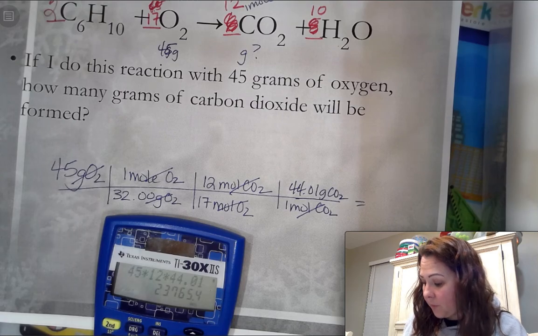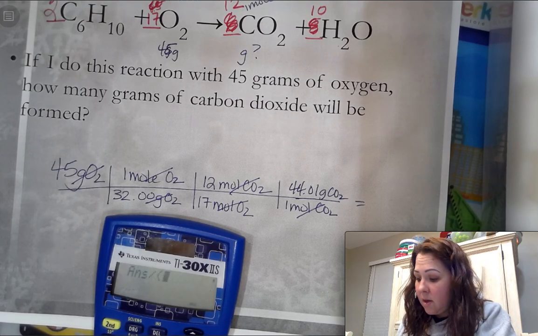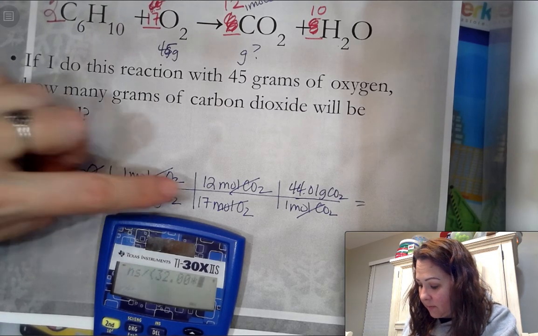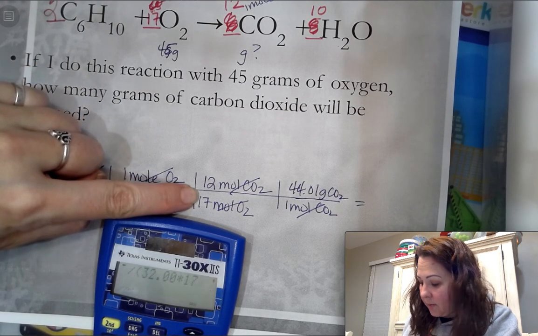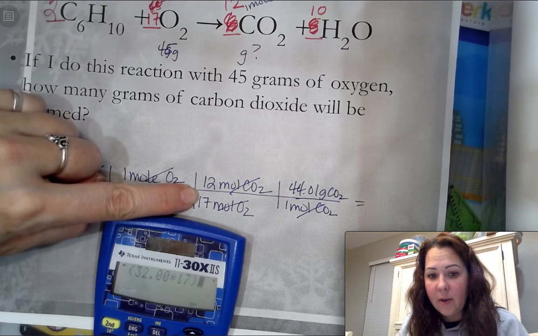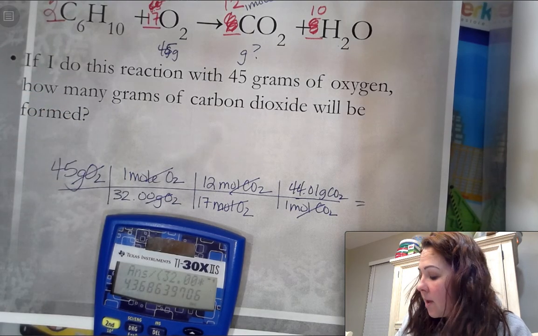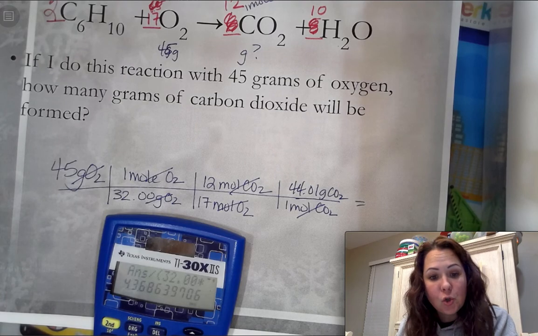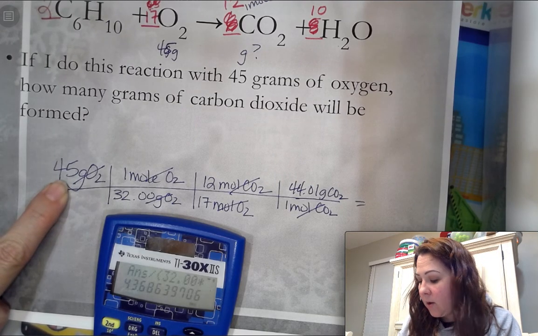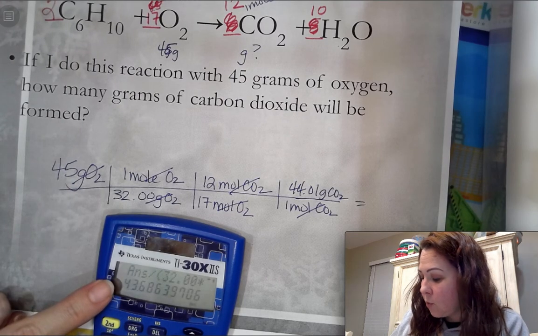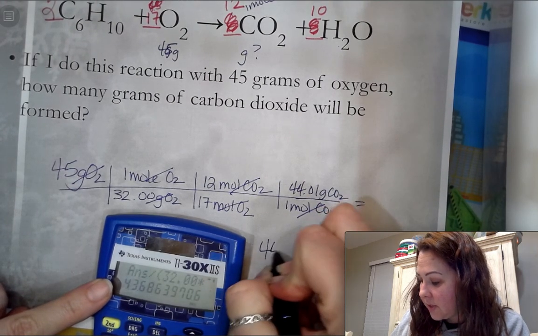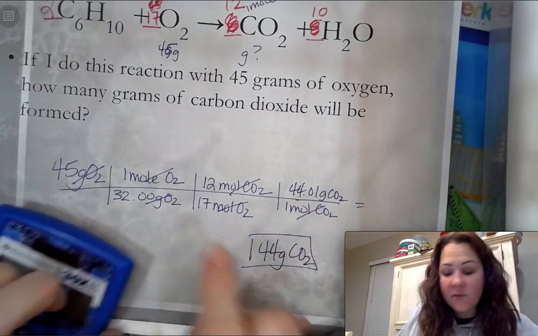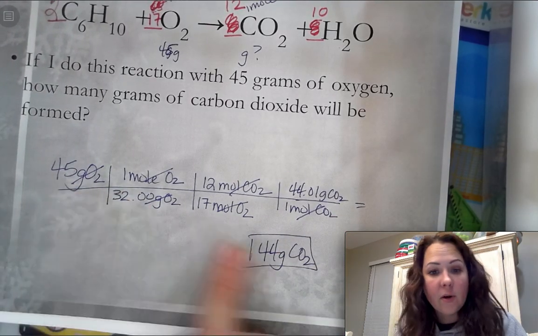Divided by, open parentheses, 32 times 17 times 1, which you can skip. Skip over the 1s because they don't mathematically do anything for your problems. And when we get our answer here, this number has 2 sig figs, so I have to round my calculator answer to 2 sig figs, which is 44 grams of CO2. So if I start with 45 grams of oxygen, I'm going to produce 44 grams of carbon dioxide.